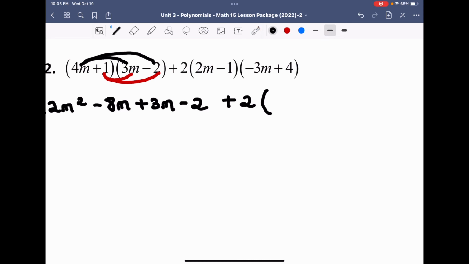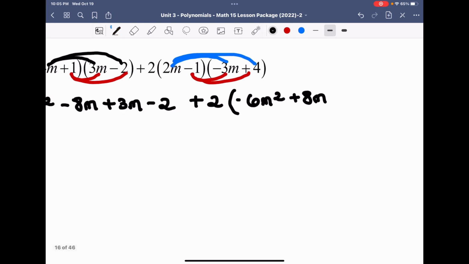So if I do the binomial by binomial, I'm going to take 2m and multiply it to both the terms. This is going to be 2m times a negative 3m, which is negative 6m squared. I then go 2m times a 4, which is plus 8m. Now I need to multiply my next two, negative 1 to both of them. This is going to be negative 1 times a negative 3, which is plus 3m. And then finally, negative 1 times a positive 4 is negative 4.